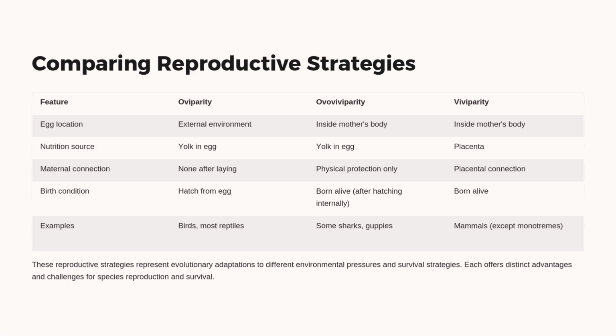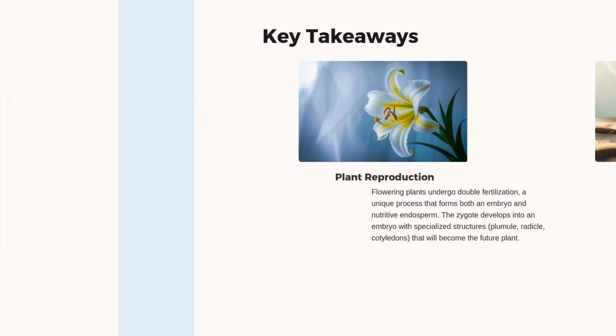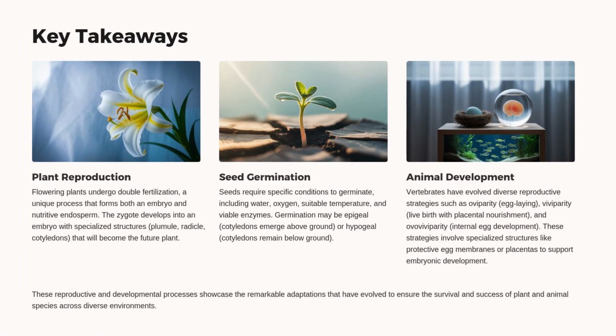Key takeaways. Plant reproduction. Flowering plants undergo double fertilization, a unique process that forms both an embryo and nutritive endosperm. The zygote develops into an embryo with specialized structures, plumule, radicle, cotyledons, that will become the future plant. Seed germination. Seeds require specific conditions to germinate, including water, oxygen, suitable temperature, and viable enzymes. Germination may be epigeal, cotyledons emerge above ground, or hypogeal, cotyledons remain below ground.